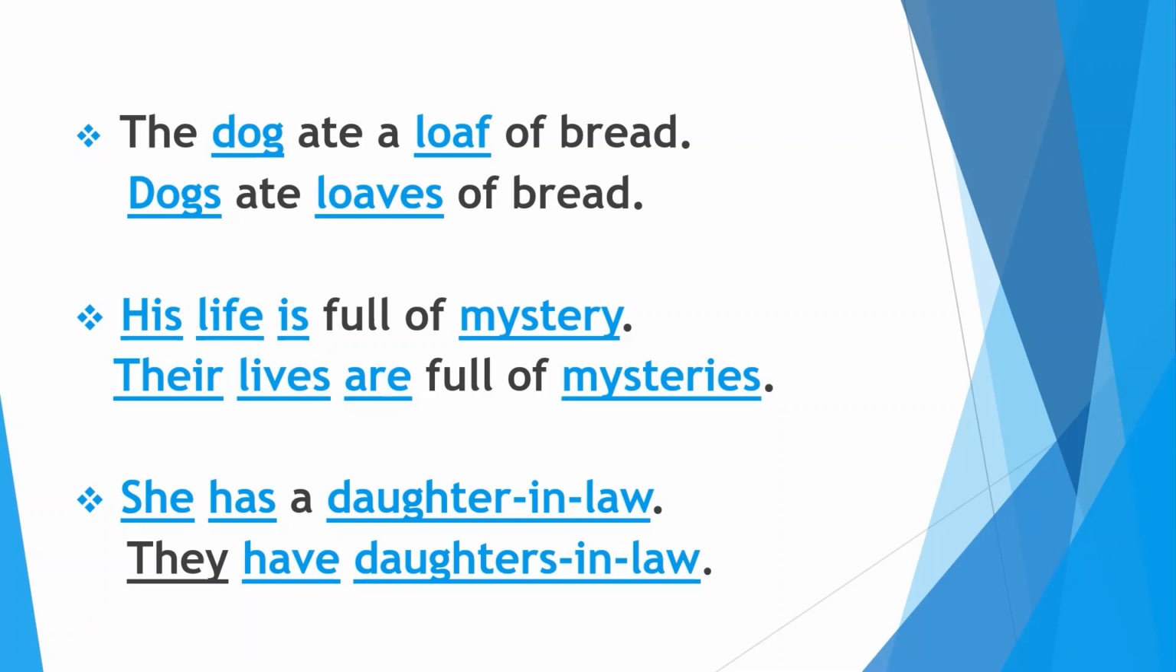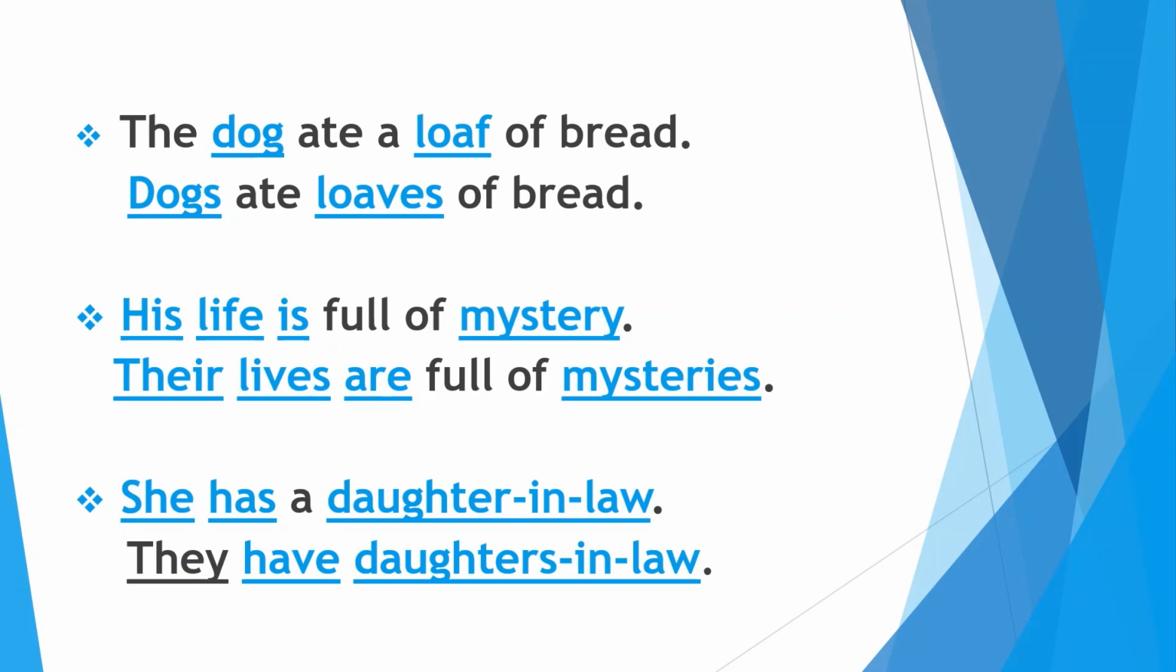Now the next sentence: she has a daughter-in-law. In this sentence you can see that the words you have to change into plural form are she, then the verb has, and then the noun. This is called a compound noun, daughter-in-law, which we have learned in a previous video. Daughter-in-law is a compound noun and this noun also you have to change into plural form. So the correct sentence in plural form is: they have daughters-in-law.